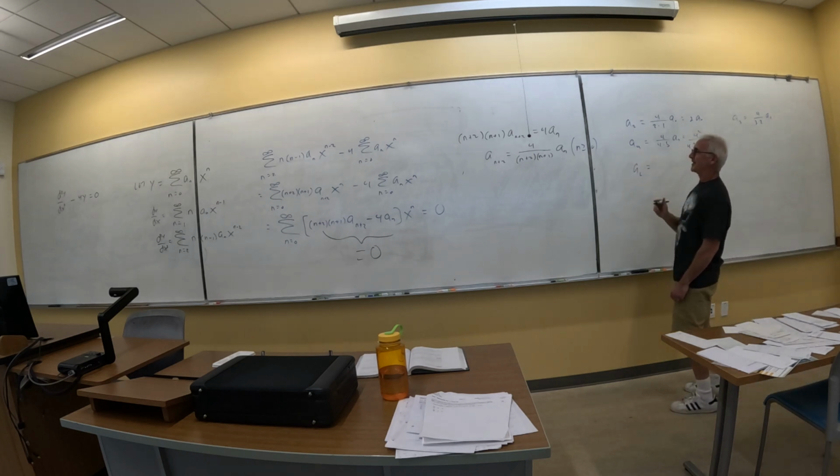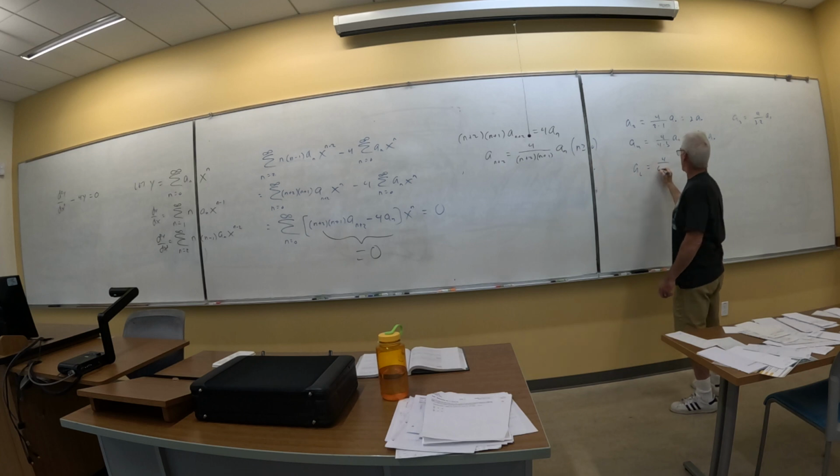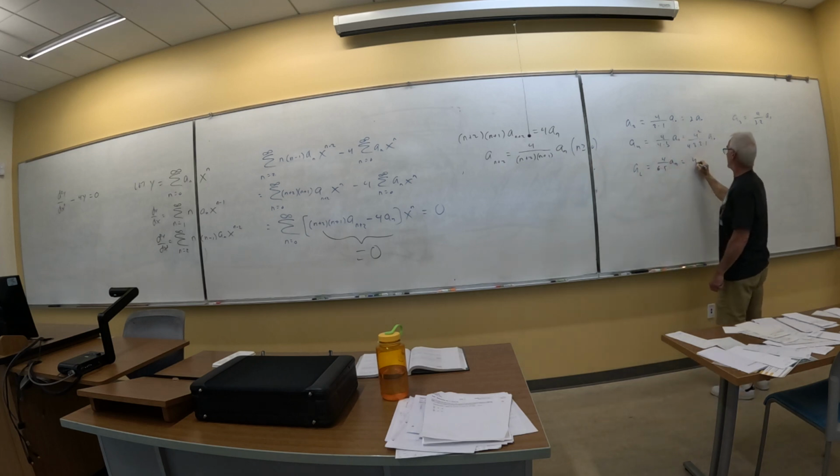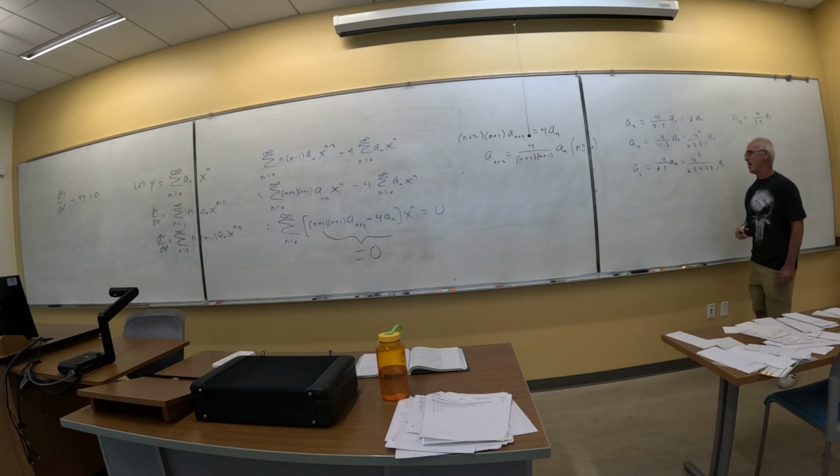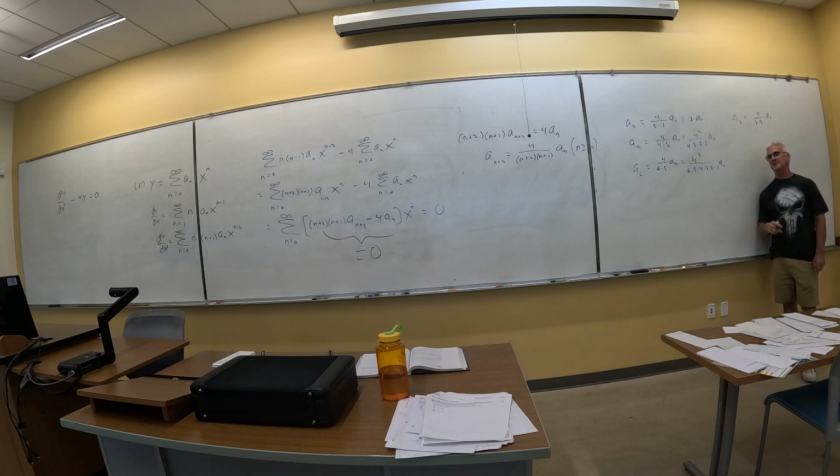What's A6? That means n is 4. Yeah. 4 over 8 times 4 over 6 times 5 times A4. But that would be 4 cubed over 6 times 5 times 4 times 3 times 2 times 1 times A0. And he thinks he sees a pattern right now.